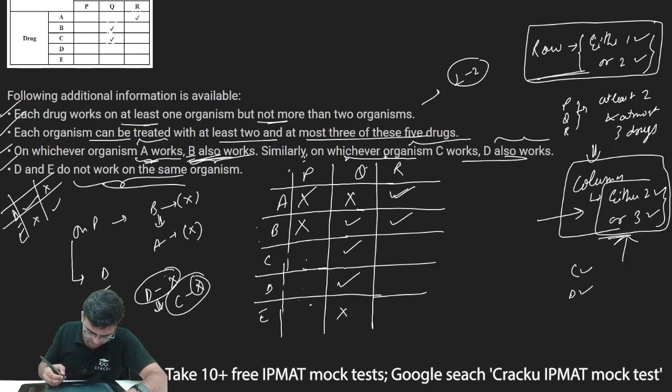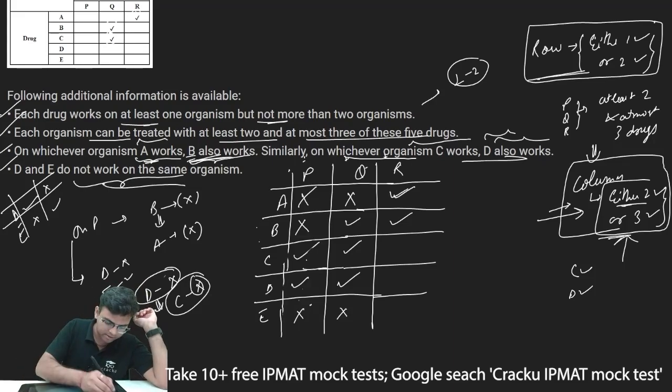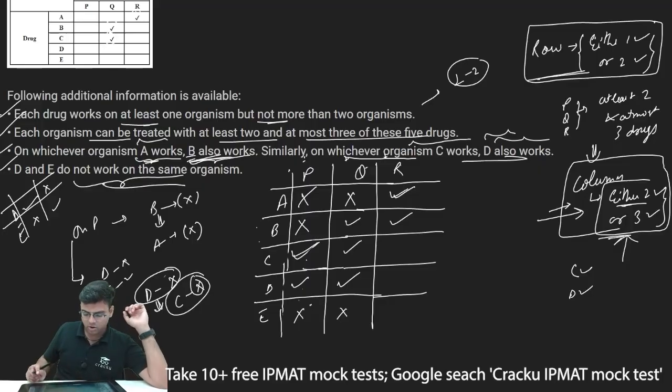Now, the initial condition was D does not work and E works. If I say D works and E does not work, will this satisfy? Now this can be satisfied. Why? Because I need at least 2 ticks. So I can put a tick over here. Why? Because if C works, then D also works. It can be a case that it is a cross as well. If C does not work but D works, it can be a possible case. But we need 2 ticks in a column. So thus I can say this will be a tick. That's C and D will work on P.